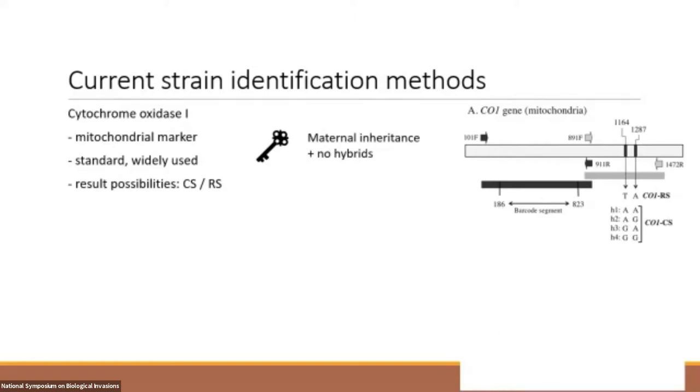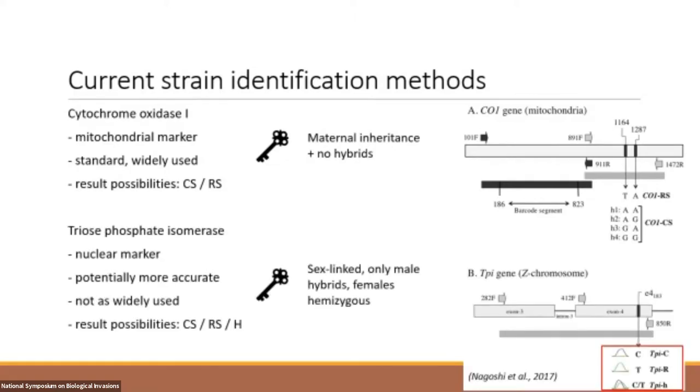The second marker is the TPI gene, or triose phosphate isomerase gene. This marker is a nuclear marker that I've predominantly observed in fall armyworm population genetic studies, where it is mainly used by researchers such as Ngoshi. It is not widely used, but has been referred to as being potentially more reliable or accurate as compared to the COX-1 gene, due to linking more consistently with observed host preference. The result possibilities are corn strain, rice strain, or hybrid.